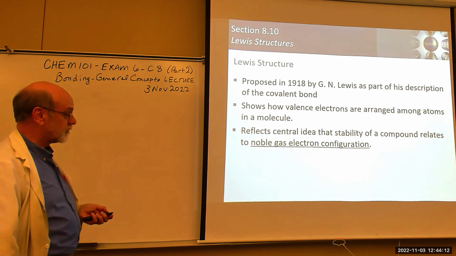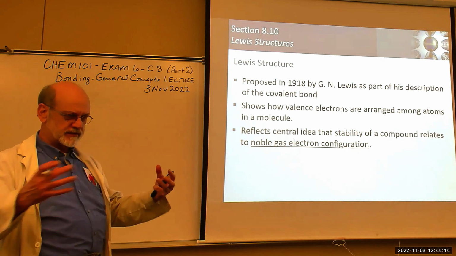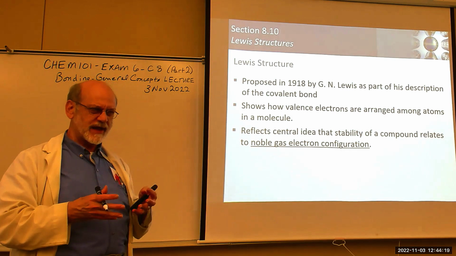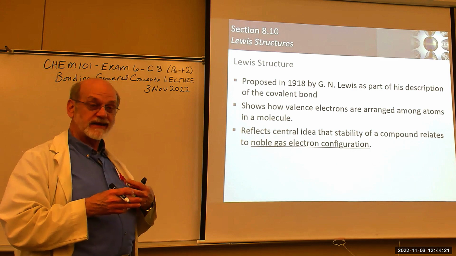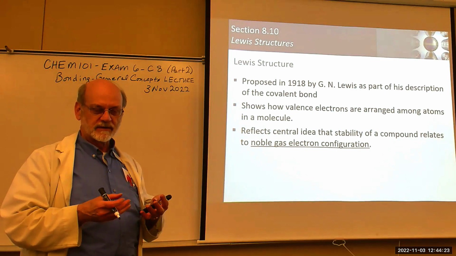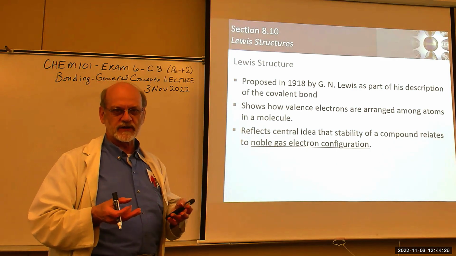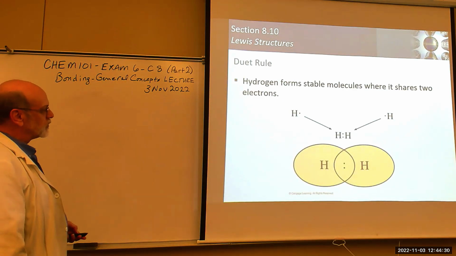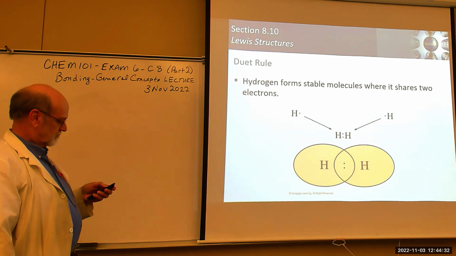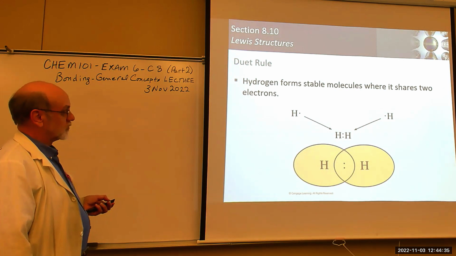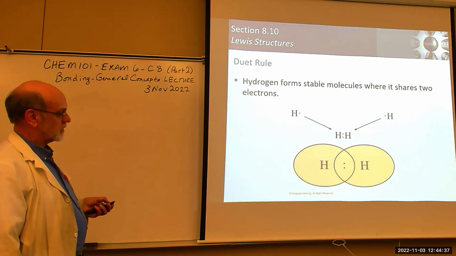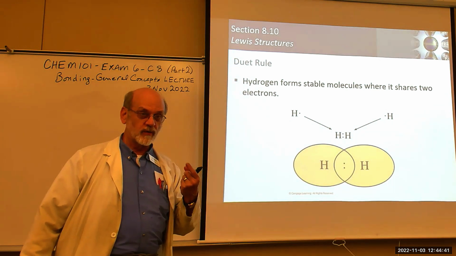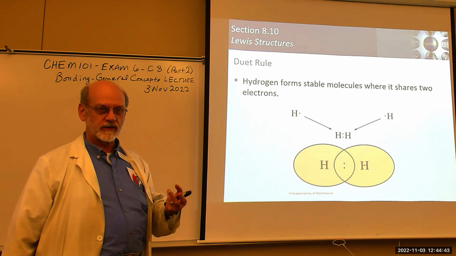And what we're trying to do when we put these atoms together with their dot structures is create an octet around each atom, except for hydrogen, of course, that would be a duet. So there's your duet rule. Hydrogen only forms stable molecules when it shares 2 electrons, and that's as far as it can go, because it only has the 1s orbital.